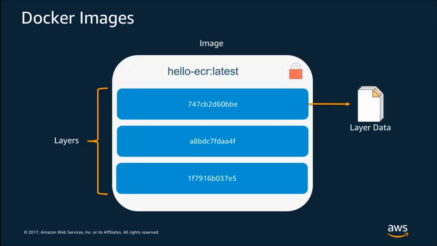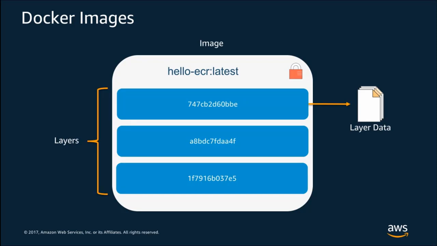So our Docker images are constructed of layers. These layers are immutable and they're read-only. They hold file and configuration data for each part of the image. In this case, we're looking at a simple hello ECR with the latest tag. We see there's 3 layers here. And because of Docker's union file system, each layer overrides the previous layer.